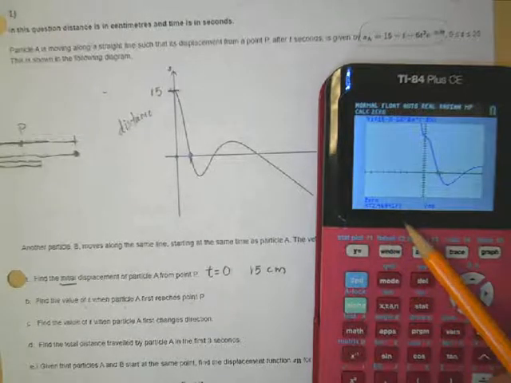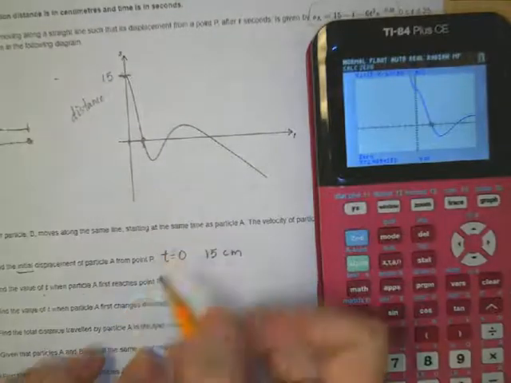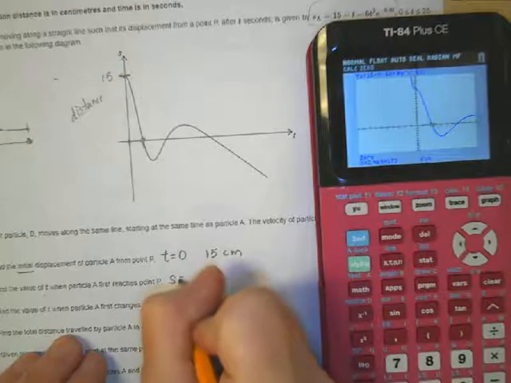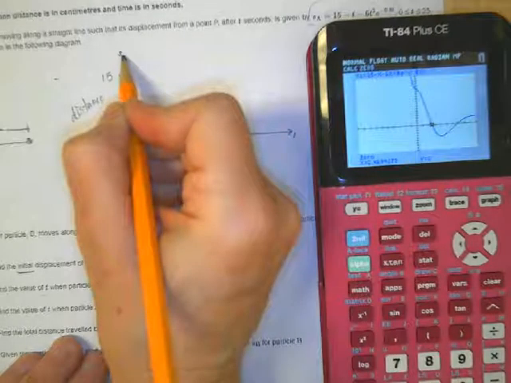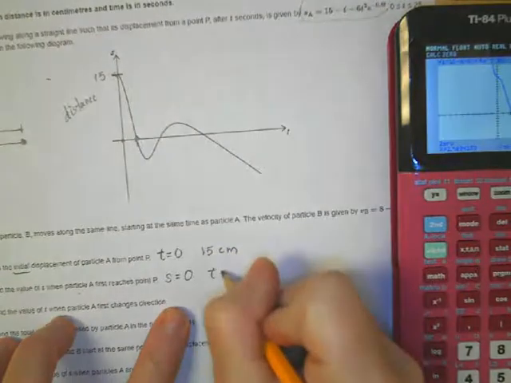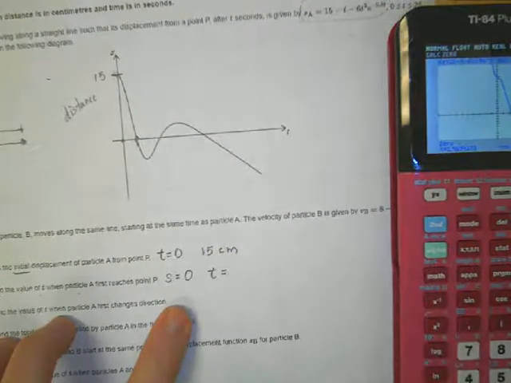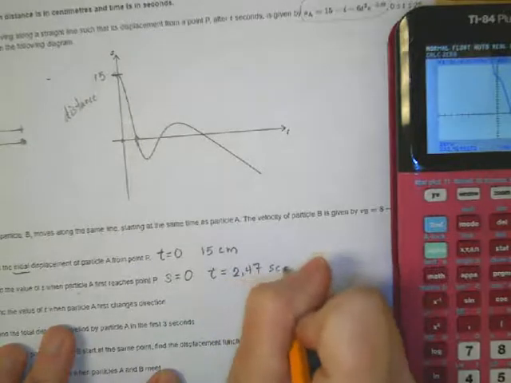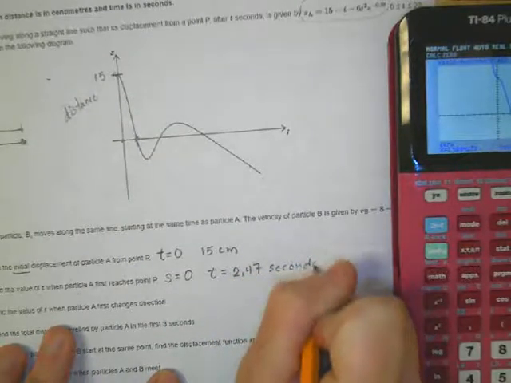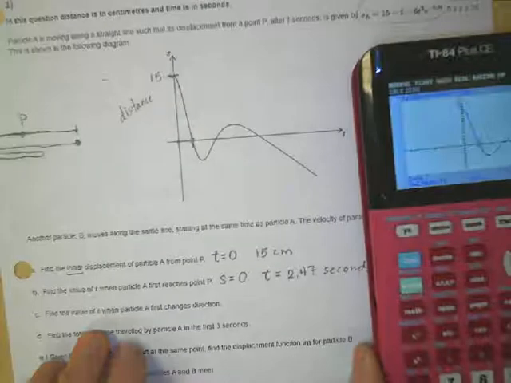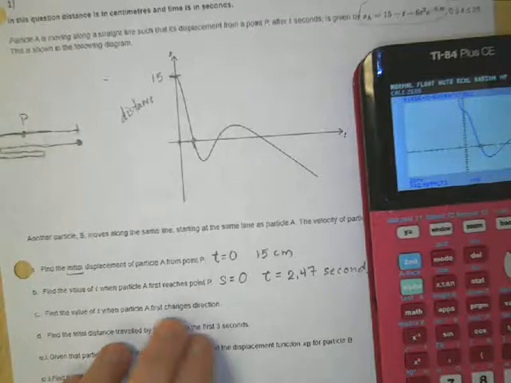It says 2.4694173. That's when y is 0. So I want to know when is S equal to 0, because this is S on my graph. When is S equal to 0? When t is equal to 2.47. 2.47 seconds. That's my time.